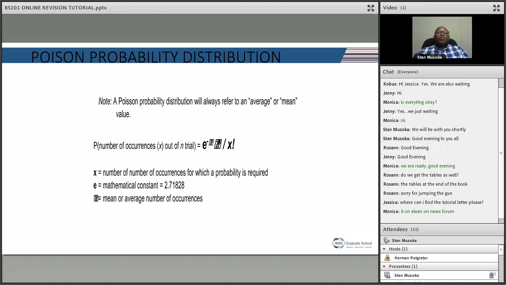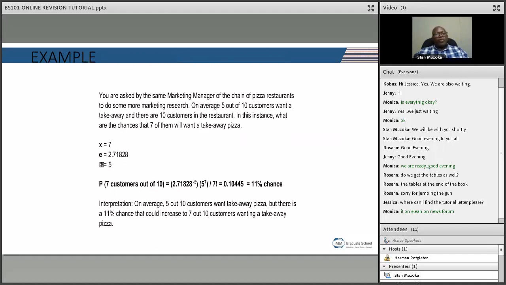A Poisson probability distribution will always be identified by the words average and per. And x is the number of occurrences for which we want to calculate. E is a mathematical constant. It is there as well on your calculator. E to the x is a second function on your calculator. Of course, lambda is the mean or average number of occurrences in that particular question.